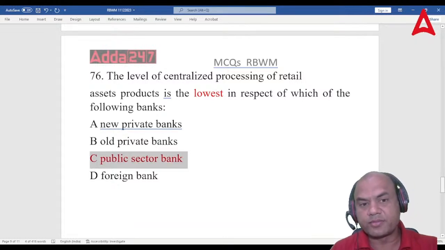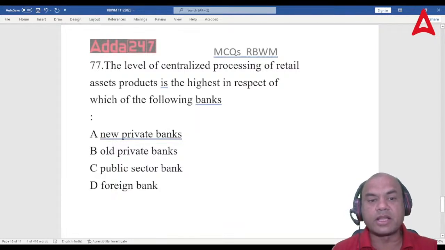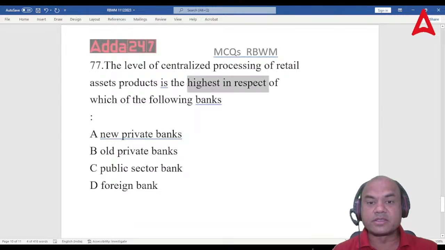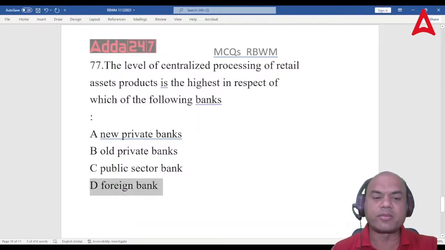Next one. The level of centralized processing of retail assets is highest in respect of which of the banks? Highest. So everything is centralized. Everything. It's highest in which banks then? Obviously now this will be foreign banks, right?